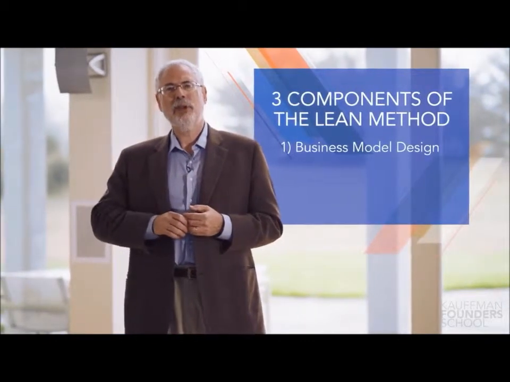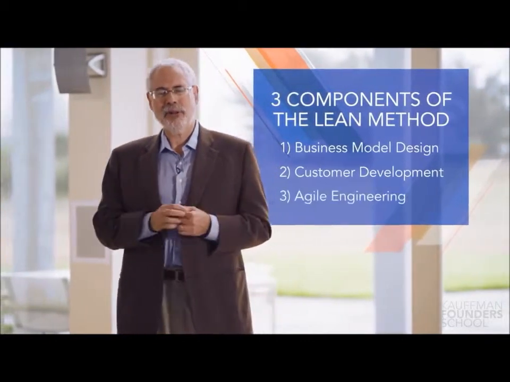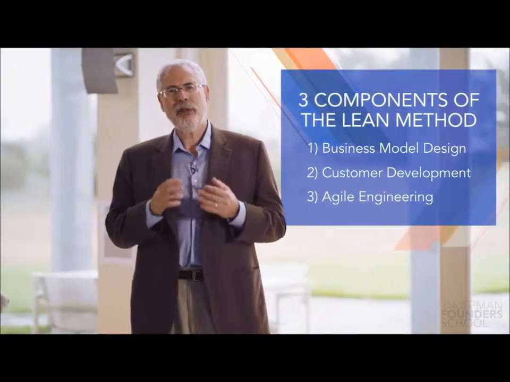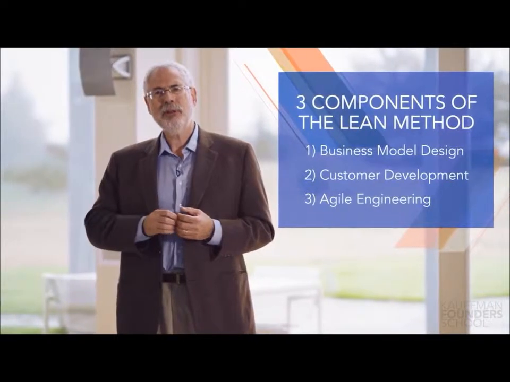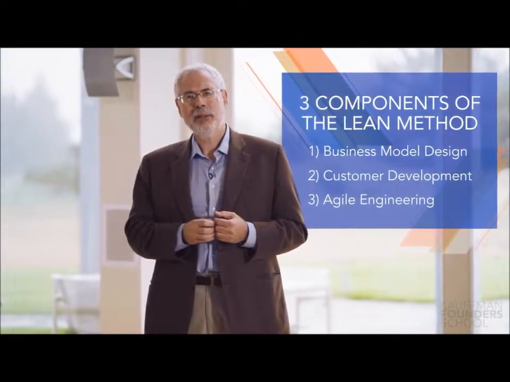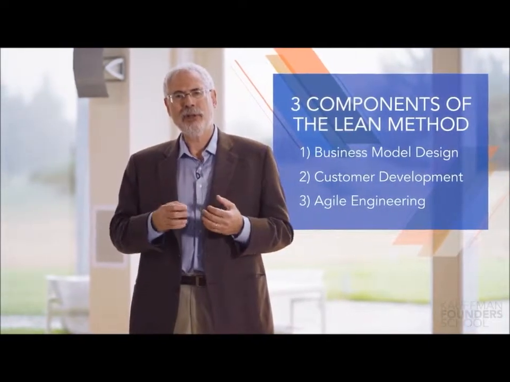Turns out that a lean startup consists of three components. One is business model design, two is customer development, and three is agile engineering. And these three components help startups become incredibly efficient, reducing the amount of time to get the first product and reducing the amount of cash necessary to build that product. So in a lean startup, we really know something quite different than a large company.